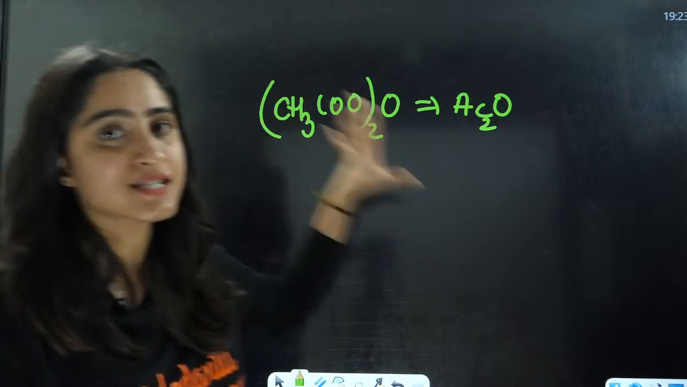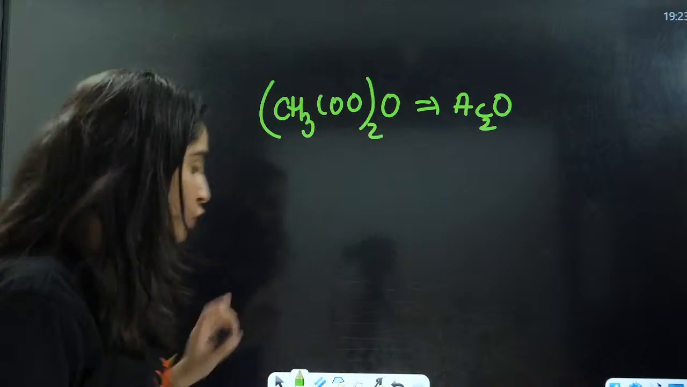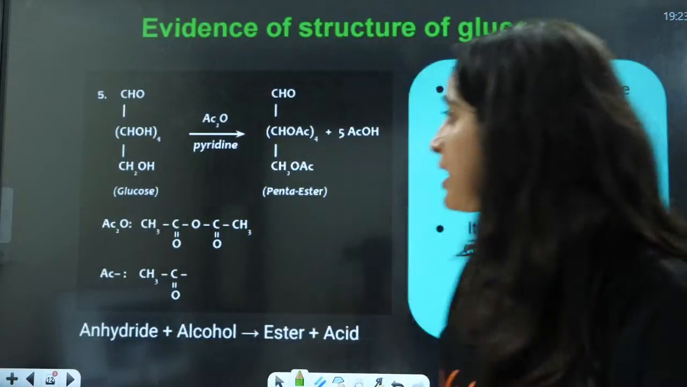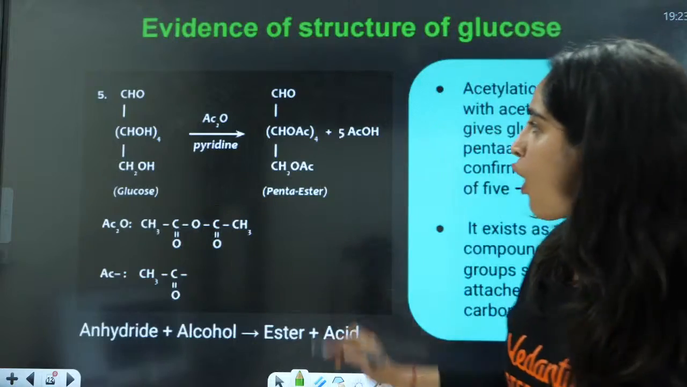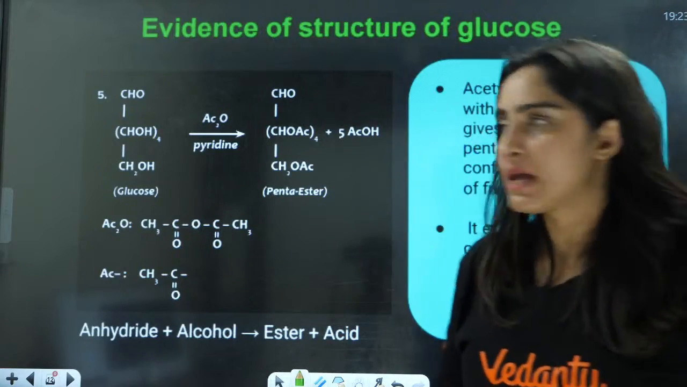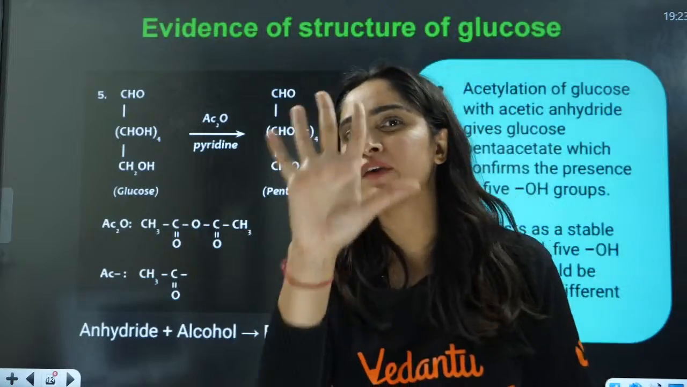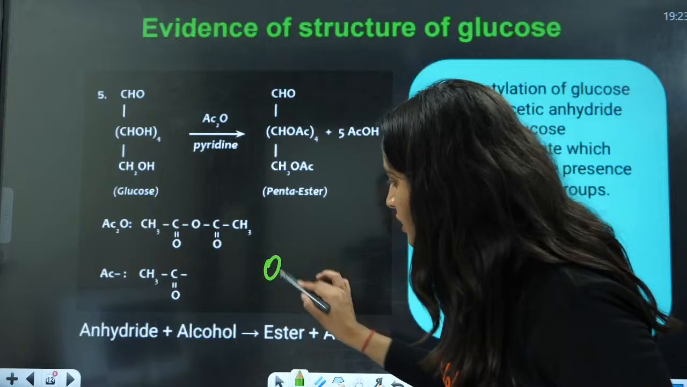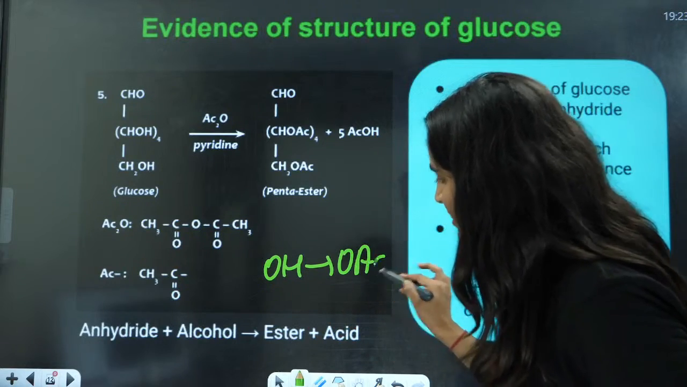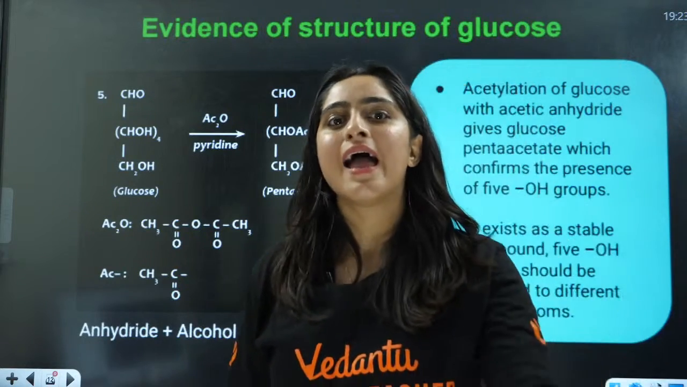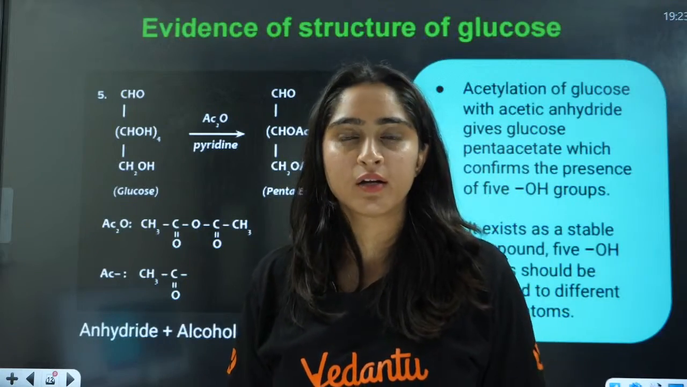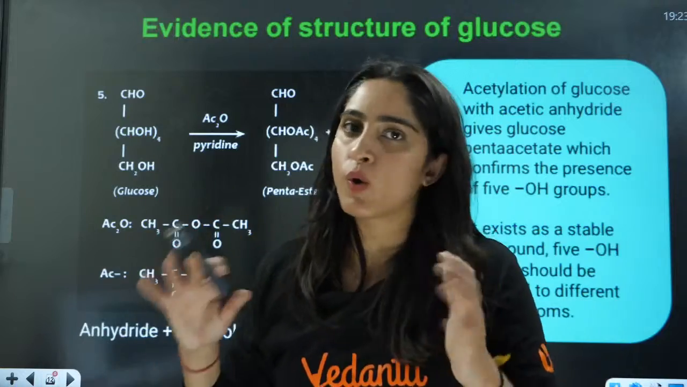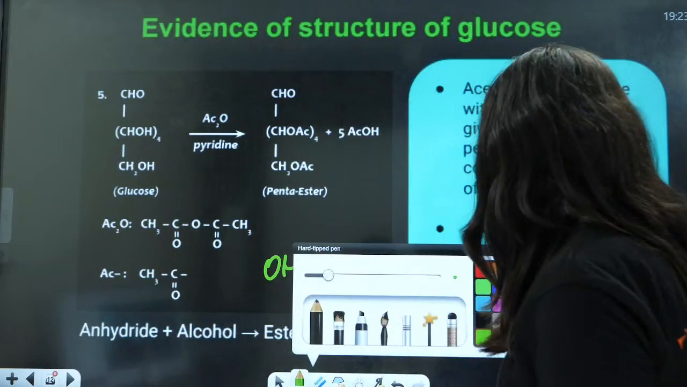Now, if you react acid anhydride with the glucose, what happens here? See this very carefully. Here we saw that five OH groups were replaced by OAc. OH is replaced by OAc. That means there are alcoholic groups present here. Now we don't know which alcoholic groups are primary and which are secondary. Right now we have no idea about it.